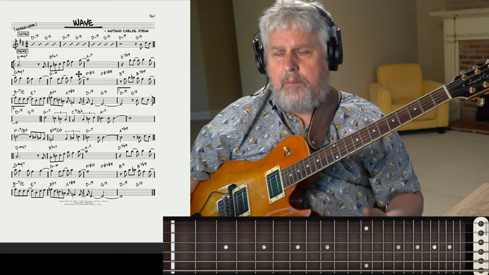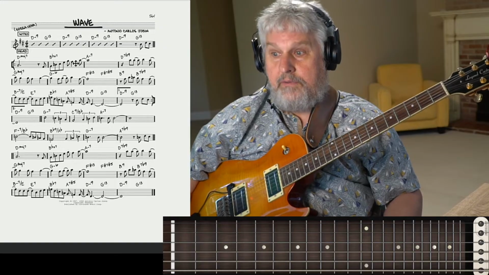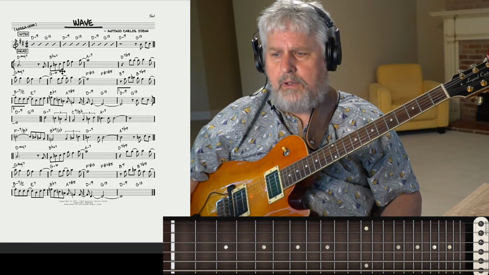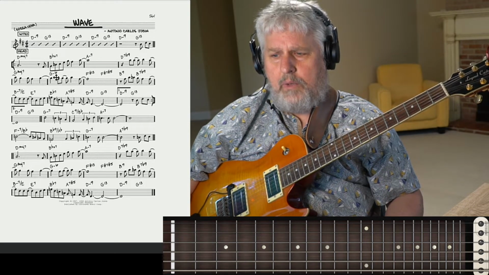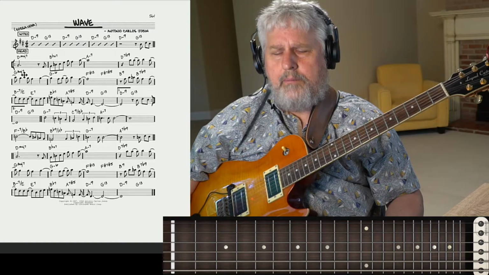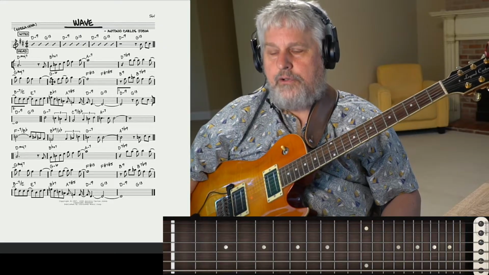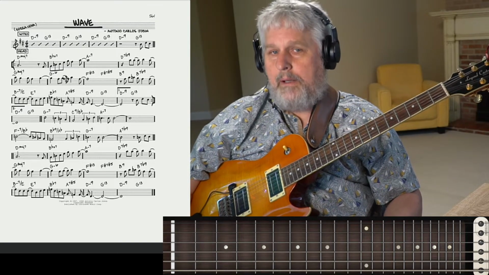Very common change. It happens in hundreds of standards, right? That 2-5 leading to the 4 chord, something you should probably look at. And then this is a really great change as well. We're going from the 4 major, like from the 4 chord, to the 4 minor chord. Again, another example of parallel minor.